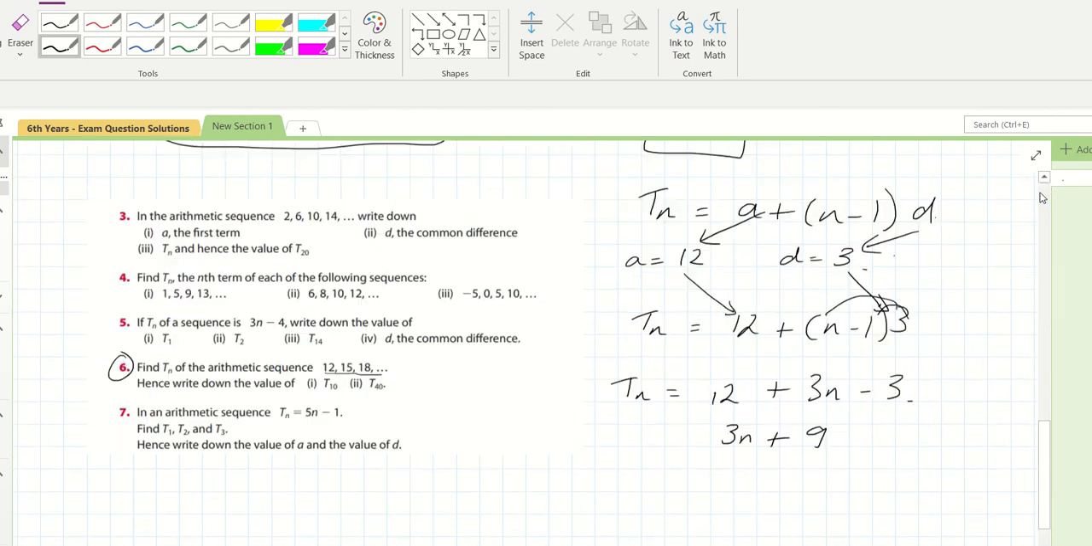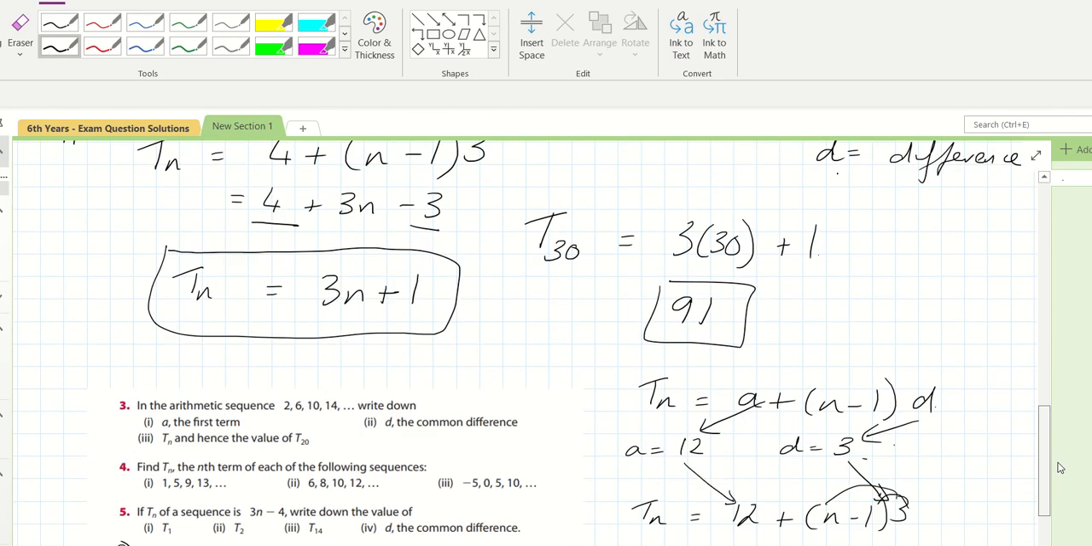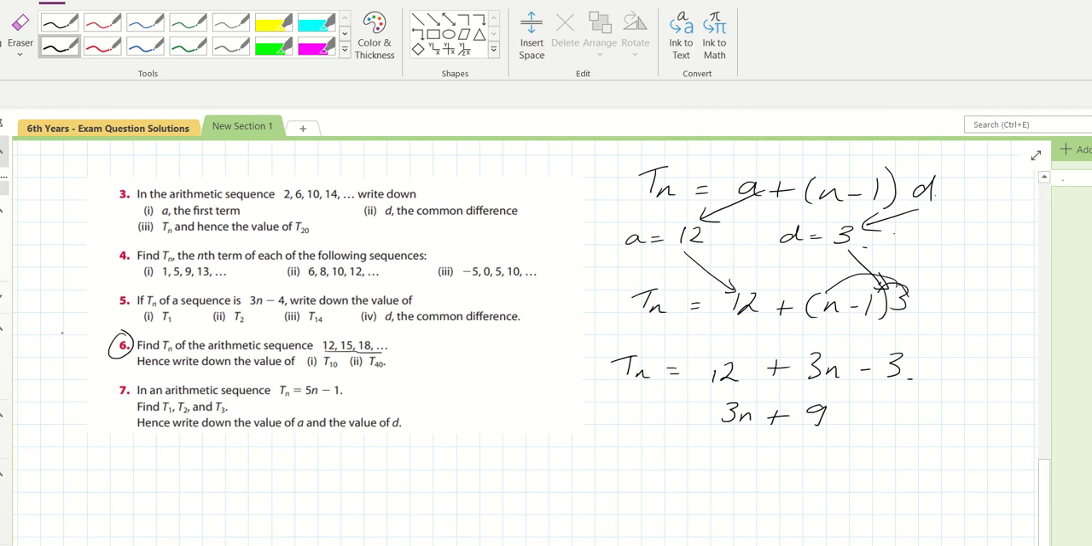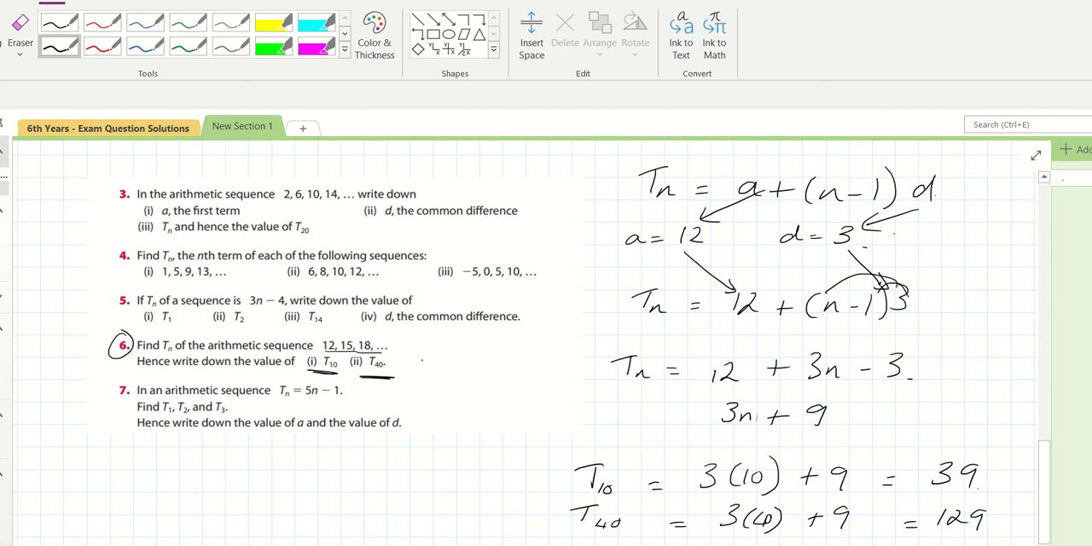Okay, and then the question says, hence find T10 and T40. So T10 is going to be equal to where I have n, I put in 10. So it's 3 times 10 plus 9. So that's 39. And T40, which is going to be 3 times 40 plus 9. So that's going to give me 120, 129.